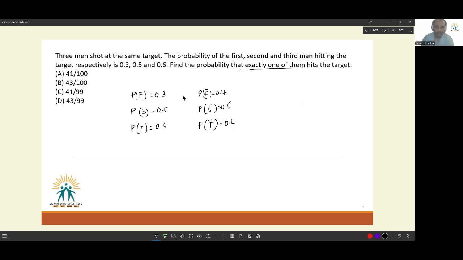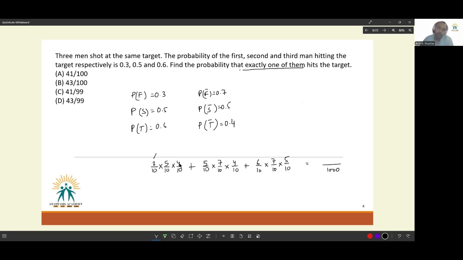If exactly one of them hits, the first case is the first guy hits, it will be 3 by 10 into 5 by 10 into 4 by 10. This is when the first guy is hitting. The second case is the second guy is hitting, which is 5 by 10, and the other two guys are missing, which is 7 by 10 into 4 by 10. And finally, the third guy is hitting, 6 by 10, and the first two guys are missing, 7 by 10 into 5 by 10. The denominator everywhere is 1000, so we'll keep that as 1000.